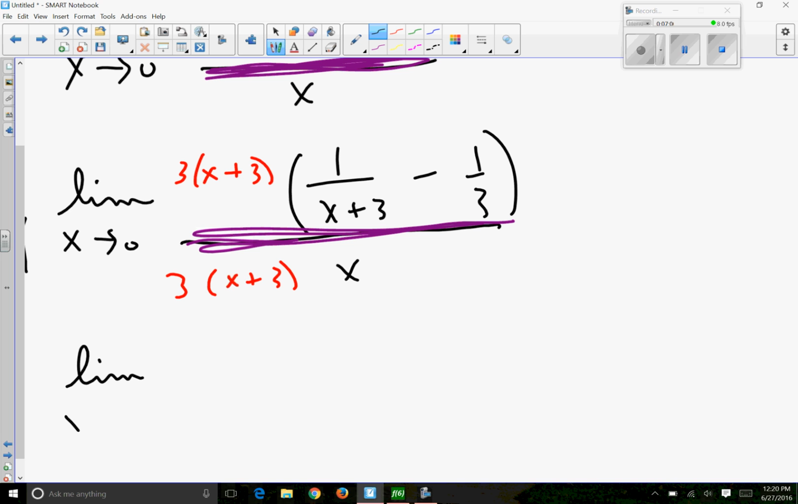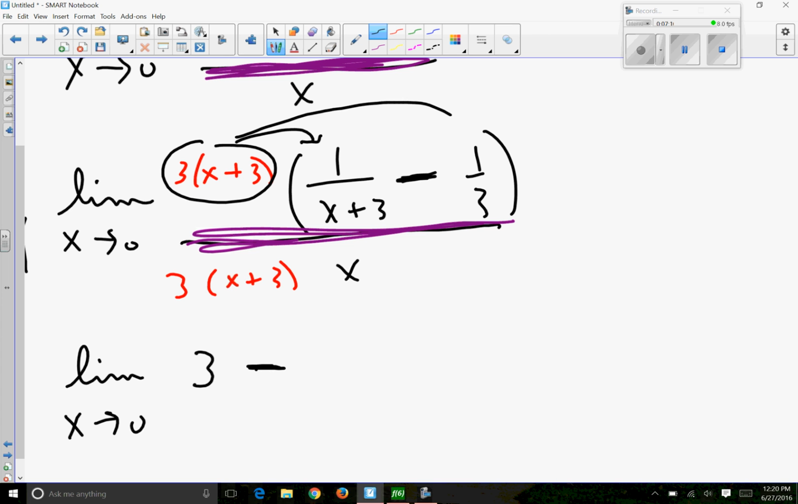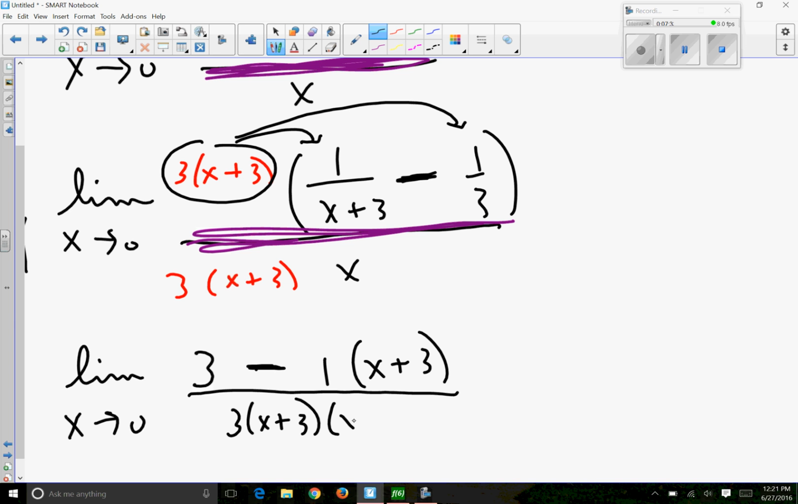The limit as x approaches 0. When we multiply this red times 1 over (x plus 3), we end up with just 3 times 1. And then there's this minus sign. When we multiply this red by 1 over 3, we get the 1 times the quantity (x plus 3). In this denominator, I'm just going to copy that, 3 times (x plus 3) times x.